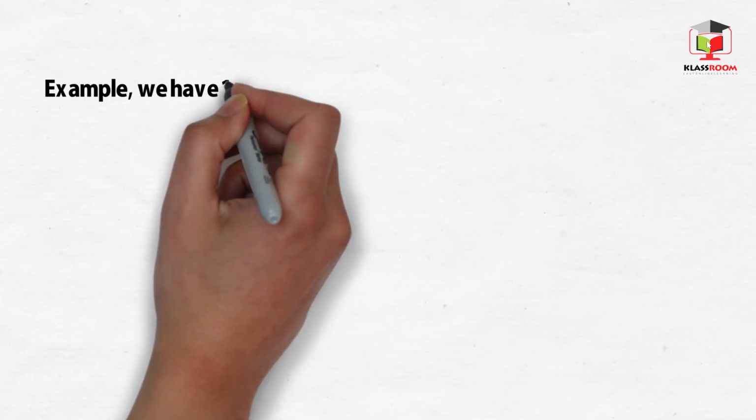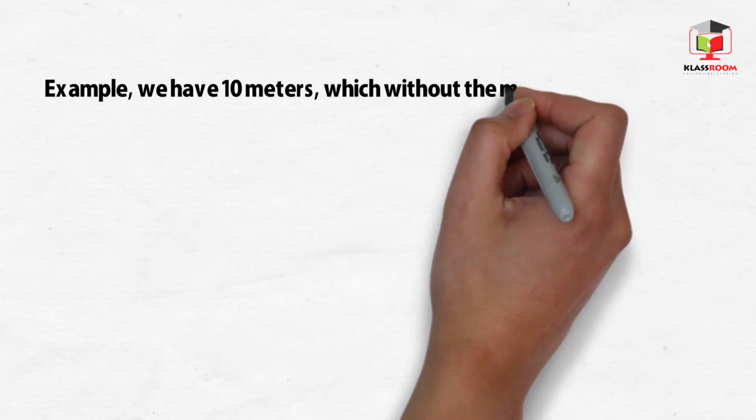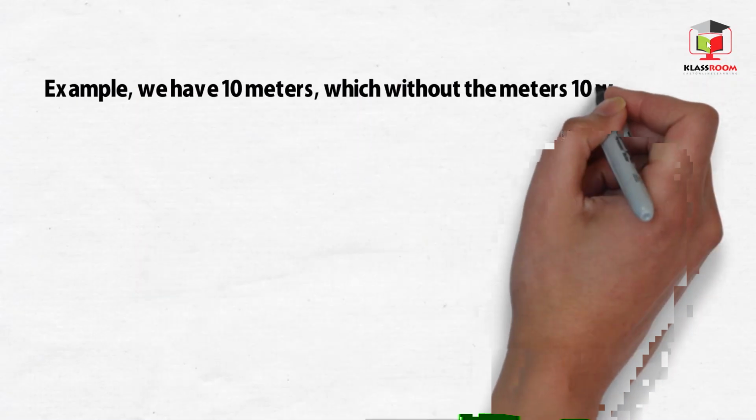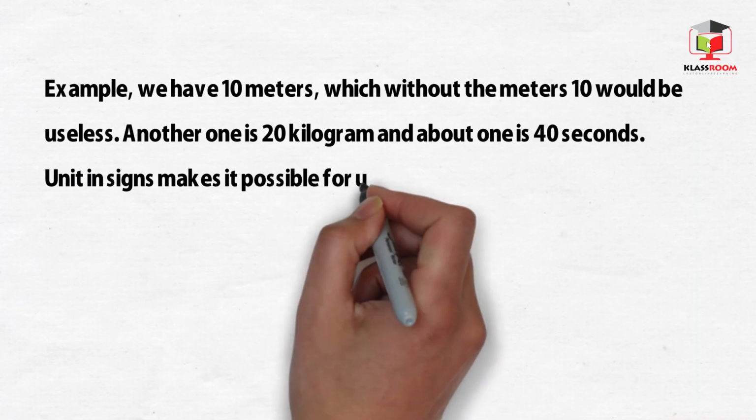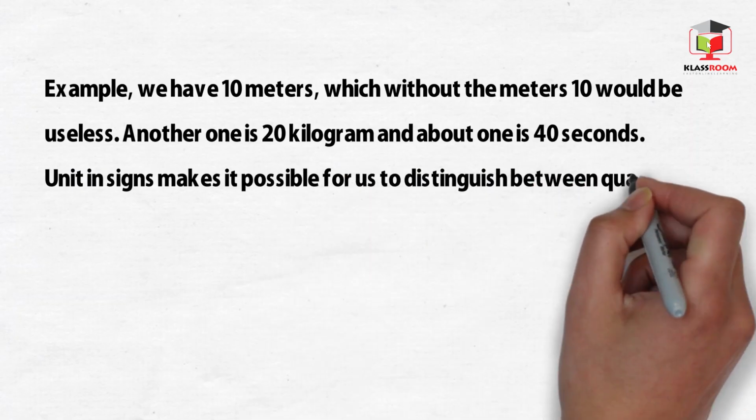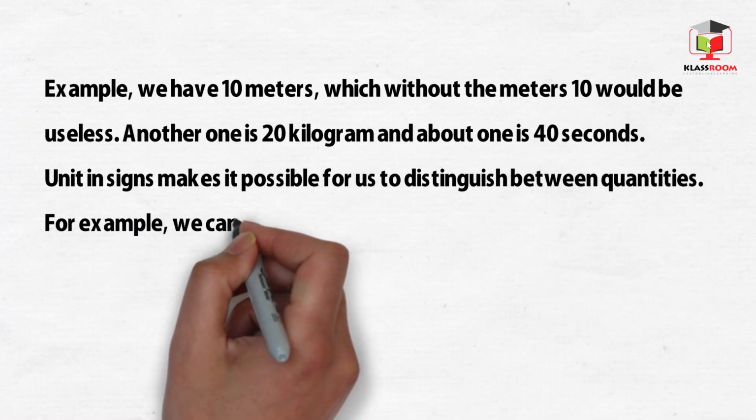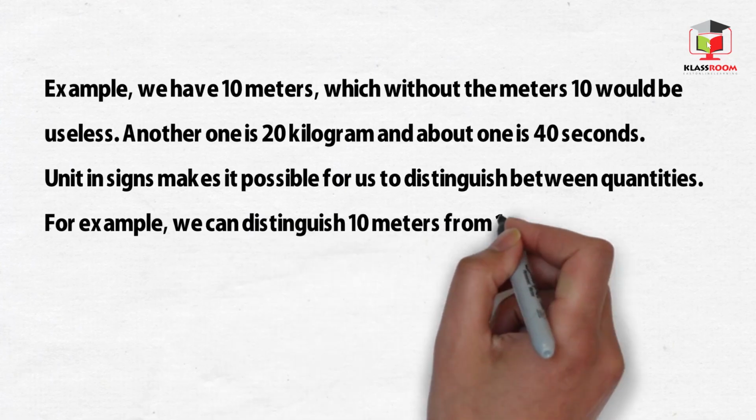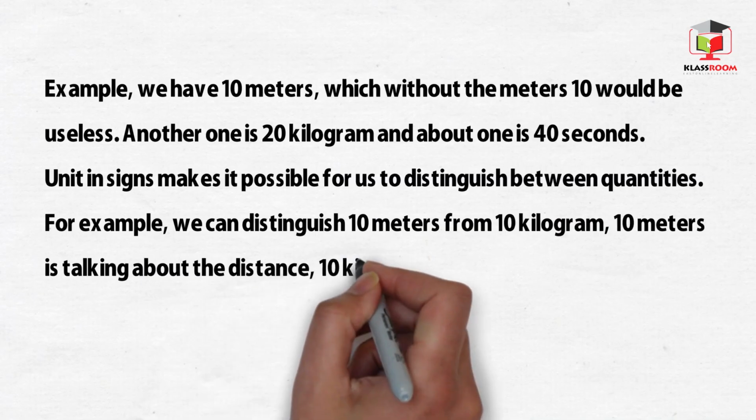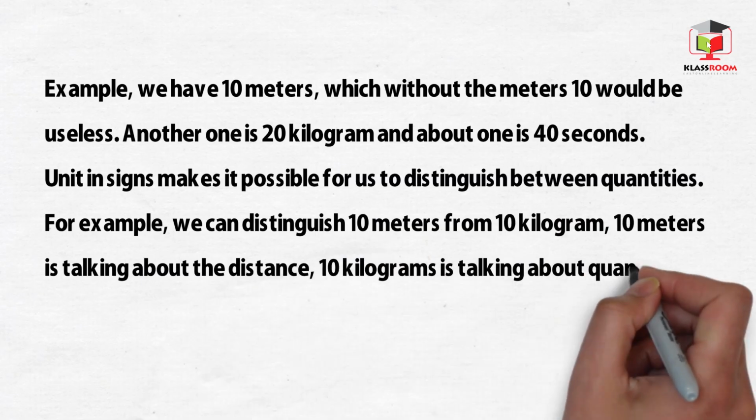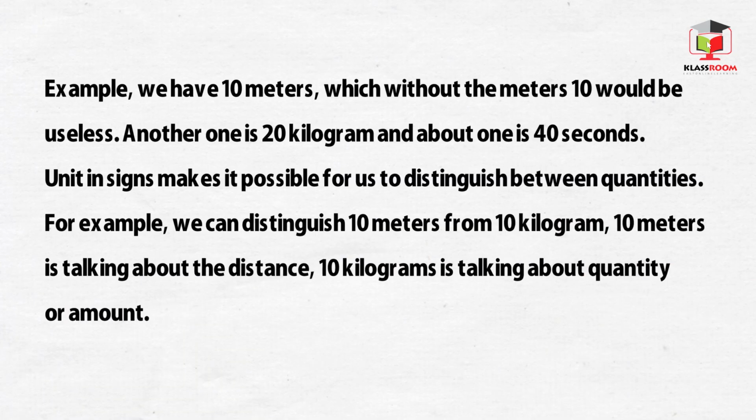Example, we have 10 meters. Without the meters, 40 seconds. Units in science make it possible for us to distinguish between quantities. For example, we can distinguish 10 meters from 10 kilograms. 10 meters is talking about distance, while 10 kilograms is talking about quantity or amount.